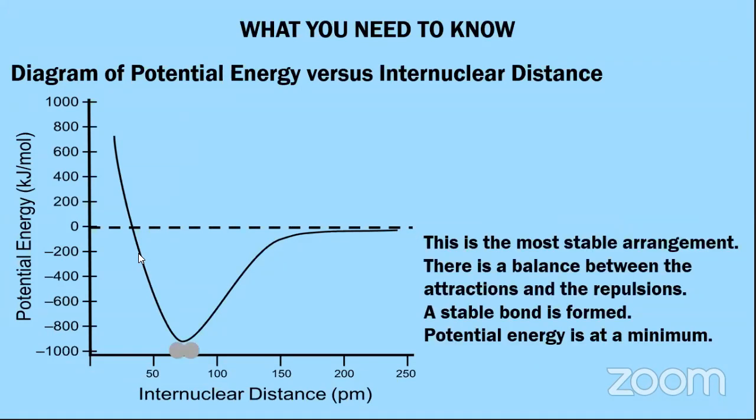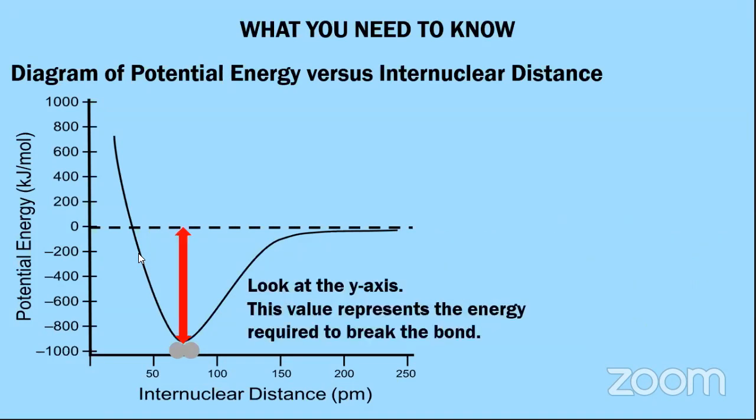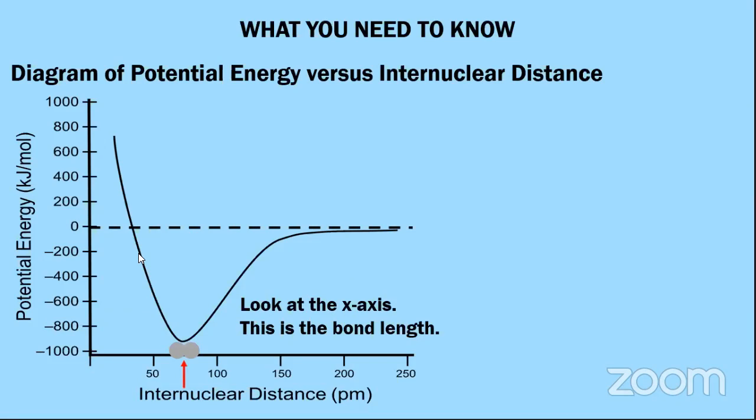At this point, this is the most stable arrangement for the atoms. There is a balance between attractions and repulsions, and we have a stable bond. So that means that potential energy is at a minimum. This is the most stable arrangement. Along the y-axis, this would be the energy required to break this bond. And along the x-axis, this would be the length of the bond itself. And we'll talk more about this diagram as we take a look at examples of bonds.